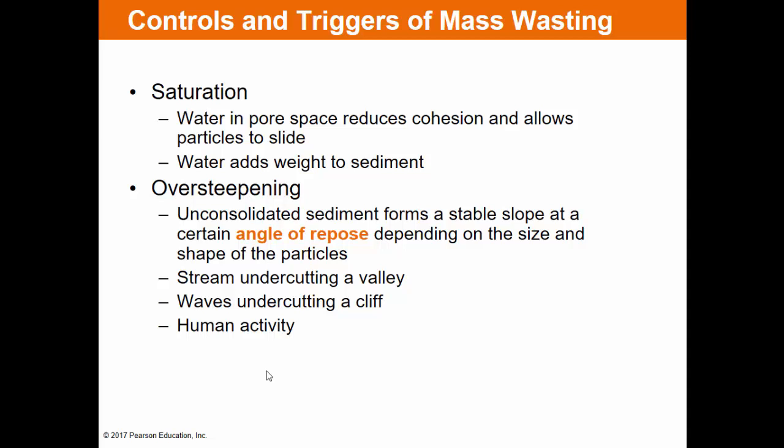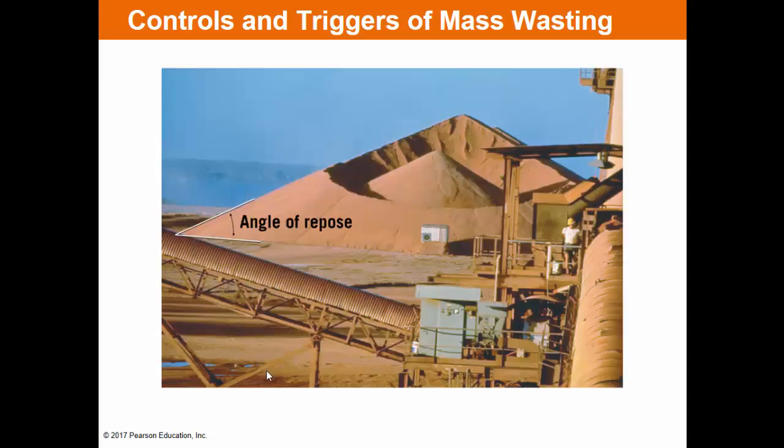Oversteepening, when we have unconsolidated sediment that forms a stable slope at certain angles of repose, depending on the size and shapes of the particles, it will become oversteepened and we'll start to see mass wasting. And in the next slide, we'll show you that angle of repose. Stream undercutting can cause oversteepening, wave undercutting can cause oversteepening, and of course human activity can cause oversteepening.